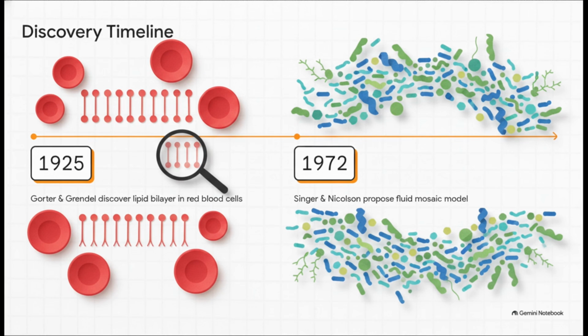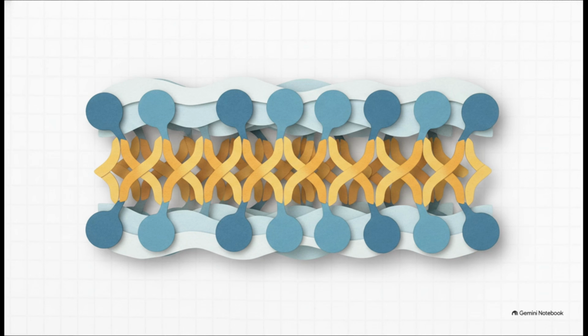But it wasn't until 1972 that Singer and Nicolson finally proposed the fluid mosaic model, which absolutely revolutionized our understanding of this boundary. So, what does this basic fence look like? Well, the membrane is mostly made of phospholipids arranged in a bilayer, a double layer. Picture these phospholipids like little tadpoles.